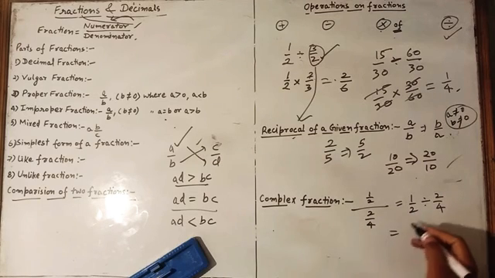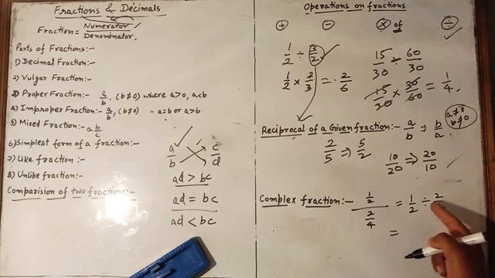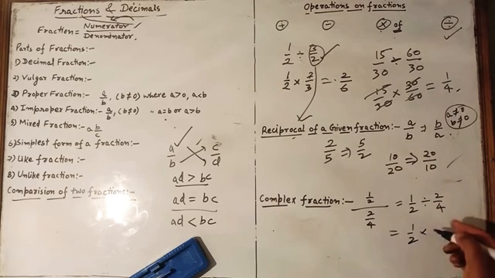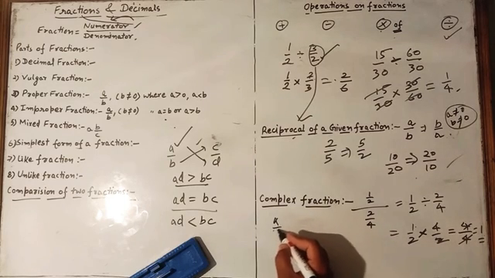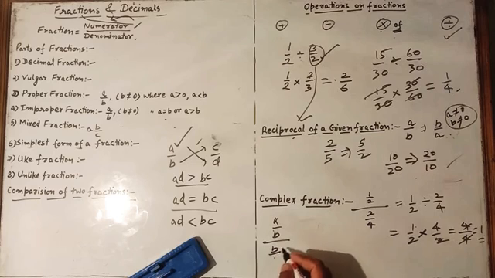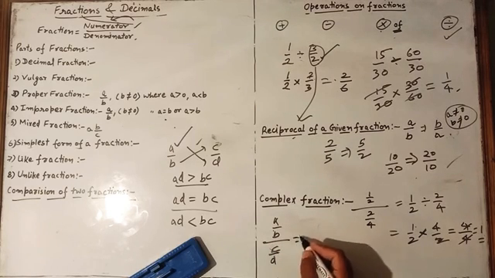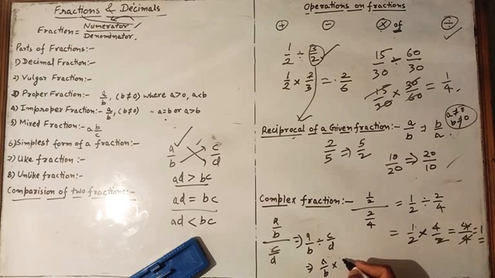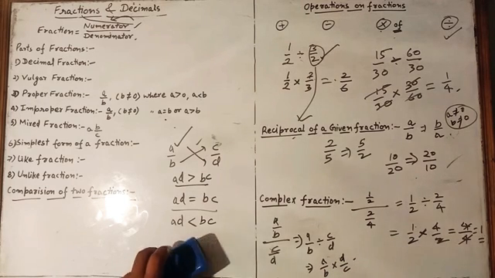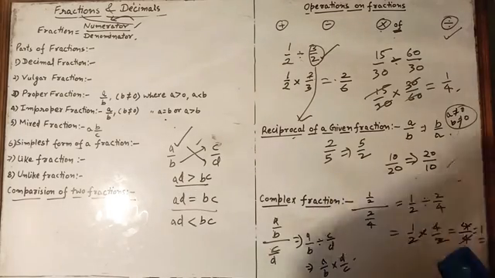So we know that in divide, we take the reciprocal of the second fraction, and the sign will be multiply. We will write multiply, and 4 by 2, the reciprocal of 2 by 4. Now it will be equal to 4 into 1 is 4, 2 to the 4. 4 divided by 4, 1 will be our answer. Like this, a complex fraction is a upon b divided by c upon d. Then we can represent it symbolically: a upon b divided by c upon d will be equal to a upon b into d upon c. Like this we can do. So on this basis you can do your exercise.